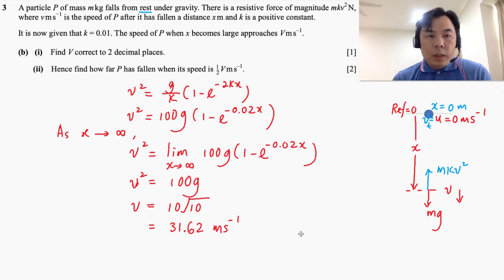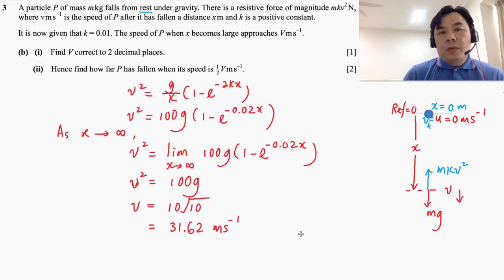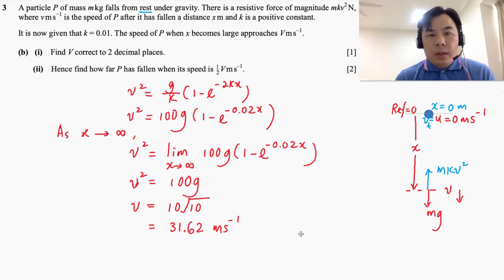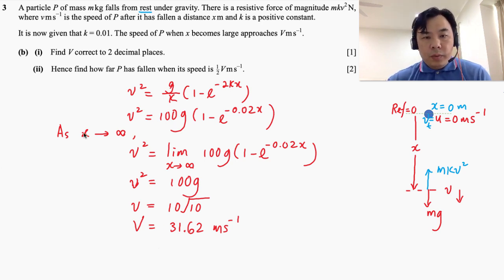Now next we're going to look at the second section. Hence, find how far P has fallen when its speed is half of V. In this case, I better write down that V would be 31.62. So for number 2, how far has it fallen when the speed is half of this? All right, now let me erase this.